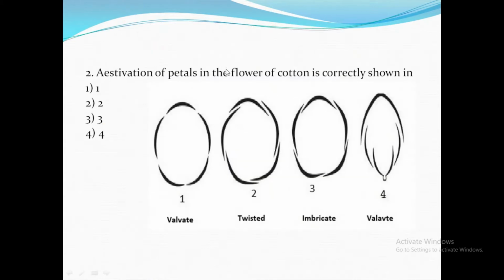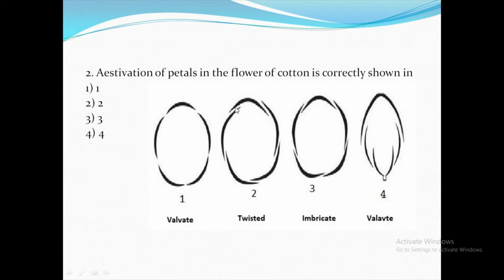Estivation of petals in the flower of cotton is correctly shown in... Now, the flower of cotton shows twisted estivation. Cotton belongs to the family of the hibiscus plant, that is Malvaceae. So both hibiscus as well as cotton show twisted estivation. Before that you should know what estivation is. Estivation is nothing but the mode of arrangement of petals and sepals in their respective whorls.